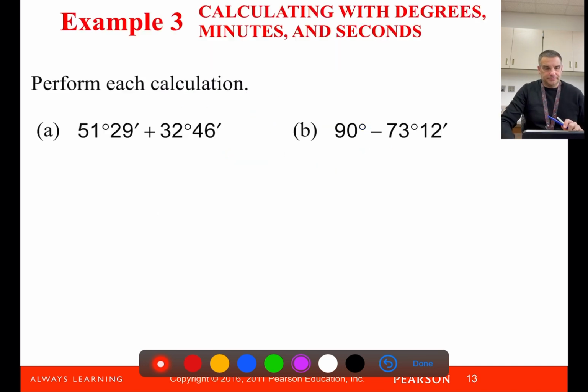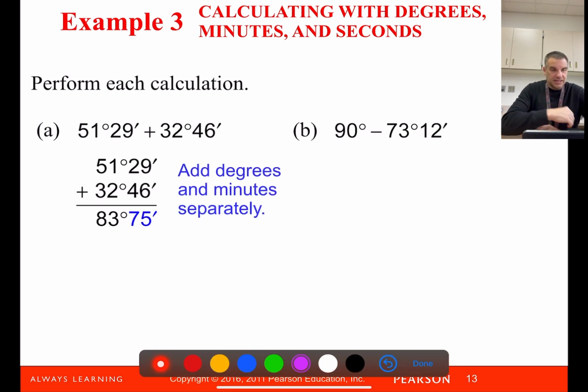That's not that bad. Now we're going to perform some calculations. We're going to take 51 degrees and 29 minutes and add to it 32 degrees and 46 minutes. When we add them together, you just add the degrees and the minutes separately. 51 degrees, 29 minutes, plus 32 degrees, 46 minutes gives us 83 degrees and 75 minutes.